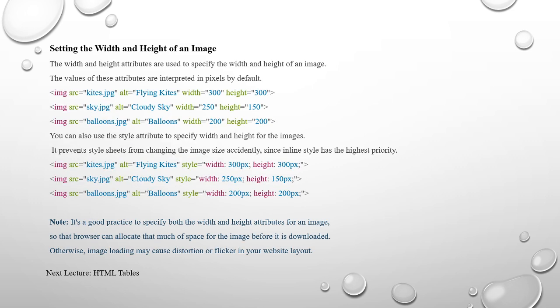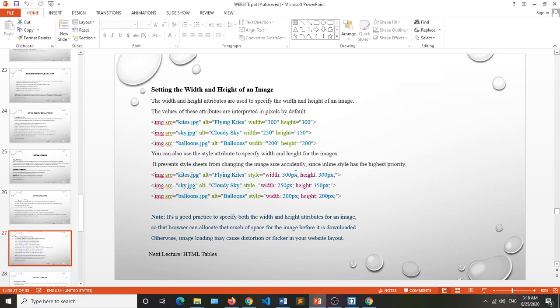Setting the width and height of an image. The width and height attributes are used to specify the width and height of an image. The values of these attributes are interpreted in pixels by default. So you have the IMG, the source sky.jpg, the alt text, with a width of 300 and height of 300. Let's jump to our code and see some examples.